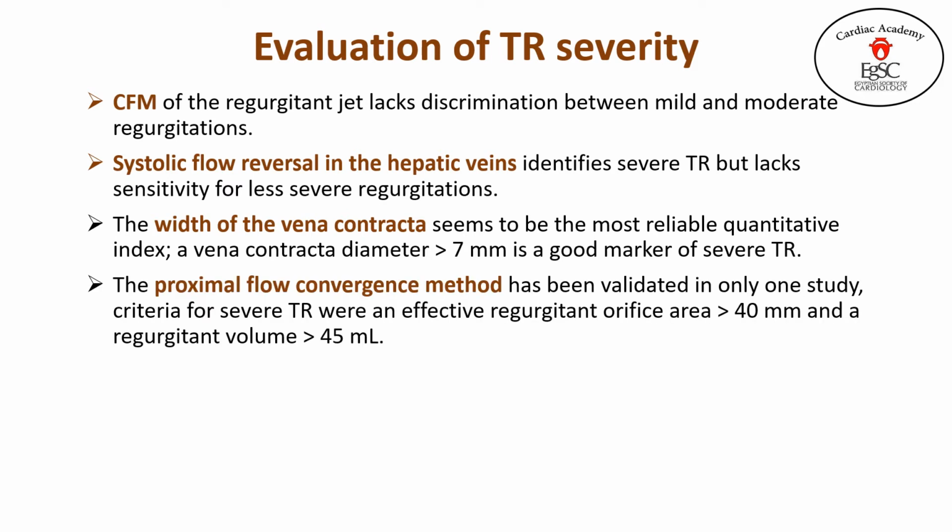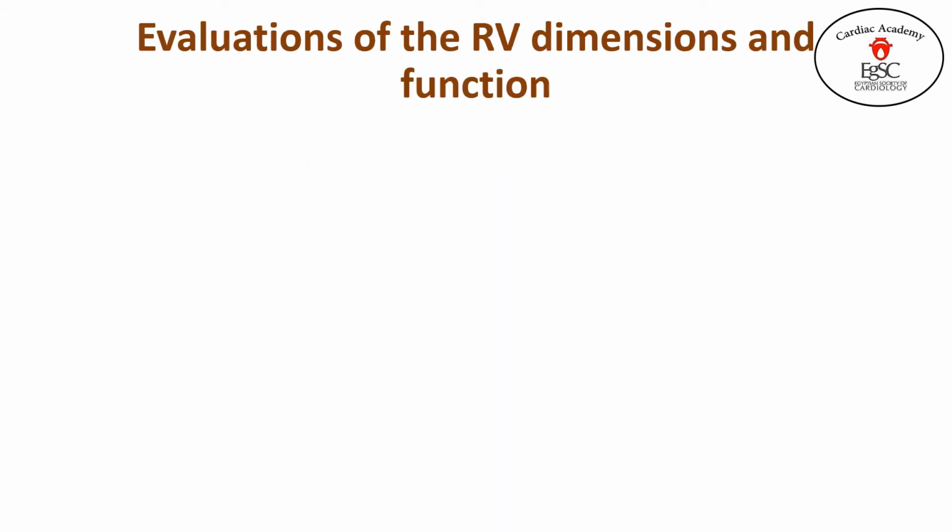The proximal flow convergence method has been validated in only one study. Criteria for severe tricuspid regurgitation are an effective regurgitant orifice area of more than 40 mm² and a regurgitant volume of more than 45 milliliters.